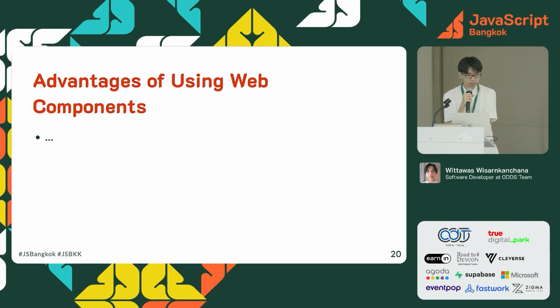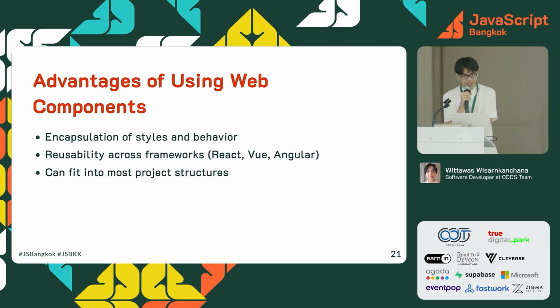Okay. The advantage of using web components, I can really define more. Let's just say it's encapsulation, something that vanilla JS didn't have before. It's reusability across frameworks. Right now, I think only React 18 is the one left without full support for web components, but React 19, as in React Beta, already has full support. So you are in good hands. And another thing is it can fit into more project structures. So, yep.